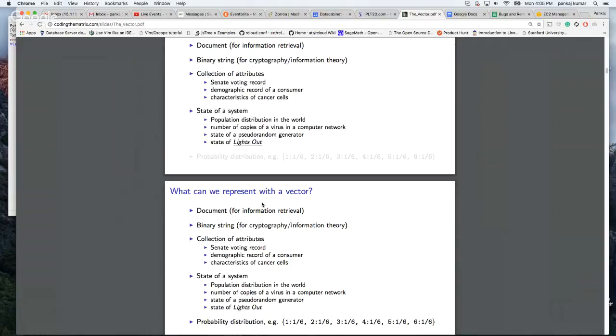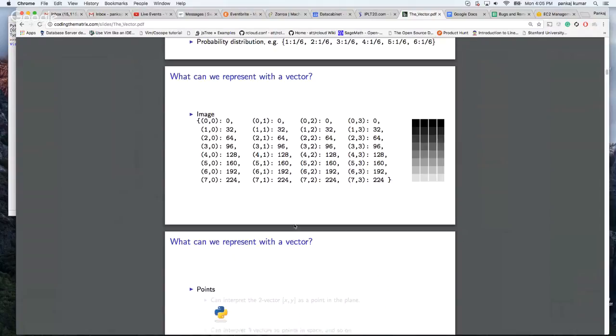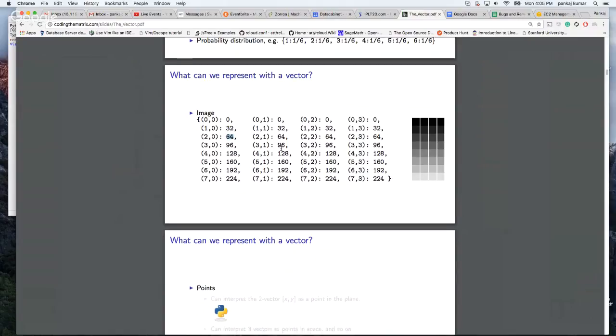So also probability distributions can be vectors. For example, probability of 1 is 1 by 6. This is a uniform probability of a dice that is represented as a vector. Also, an image can be a vector. So the way that is like 0, 0, 1, 0. This is the domain of the vector. These are the pixel values of each pixel. So that way, an image becomes a vector.